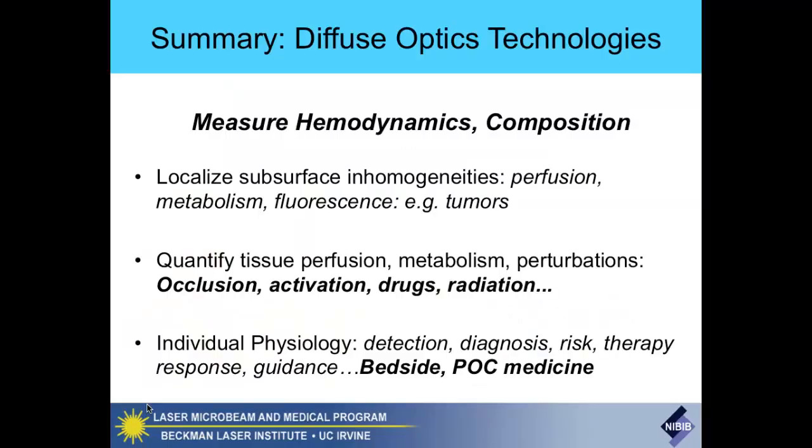So, summarize. We can measure hemodynamics and composition with these methods, and they can be quite powerful. They're right at the bedside. We can localize inhomogeneities, measure perfusion and metabolism, fluorescence. Tumors are a good target. But as I was showing you with exercise and anesthesia, anywhere where you have cells and blood, you can do something that can be interesting. So a lot of times we try to look at perturbations. They may be an occlusion, they may be looking at a drug effect, they may be looking at radiation, or even breathing, and I think you'll see some of that this afternoon.